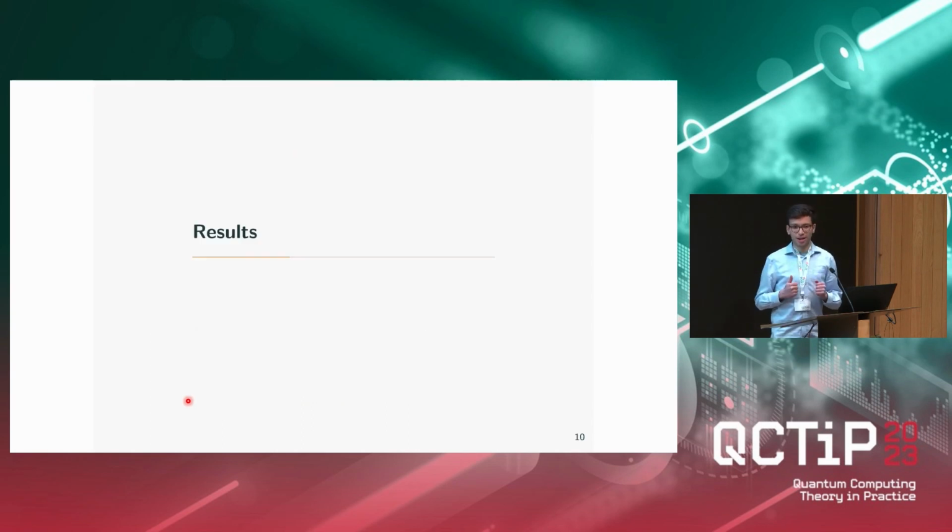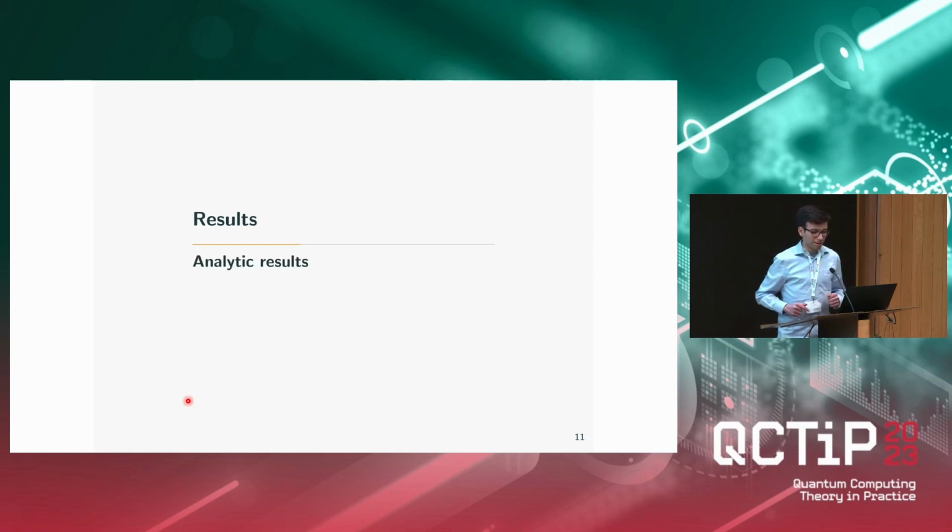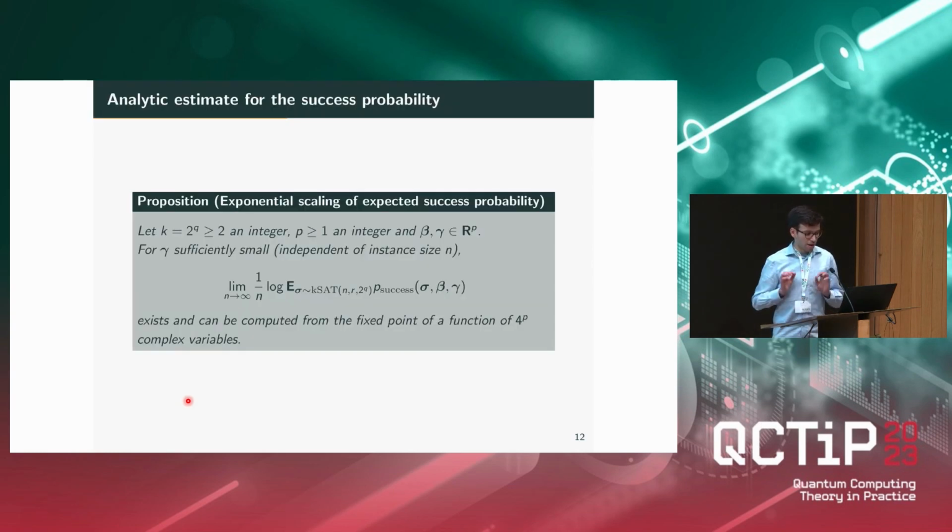This leads us to our results, which again are both analytic and numerical. So let's start with the analytic part. We have essentially proven the following proposition, which gives you a concrete procedure for estimating this average instance success probability of QAOA on KSAT for constant depth p. So it basically reads as follows. You consider KSAT, where for technical reasons, unfortunately, K needs to be a power of 2. So think 2SAT, 4SAT, 8SAT, etc.